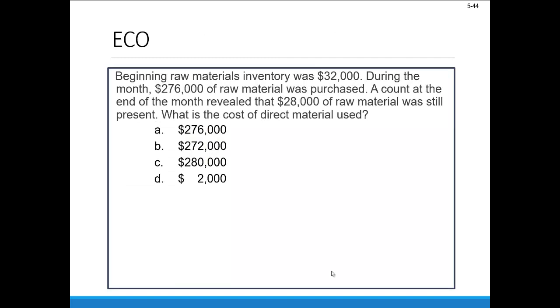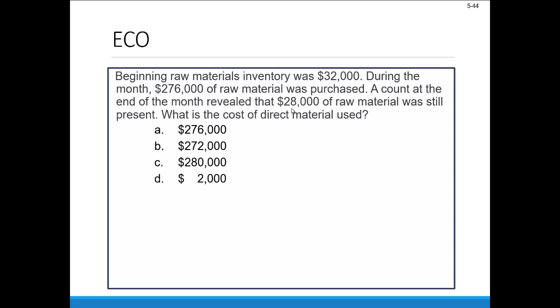And again, I'll sort of talk through the question. You can pause it before I reveal the answer so you have a chance to work through it. So let's say beginning raw materials inventory was 32,000. During the month, 276,000 of raw materials were purchased. Accounting at the end of the month revealed that 28,000 in raw materials were still present.